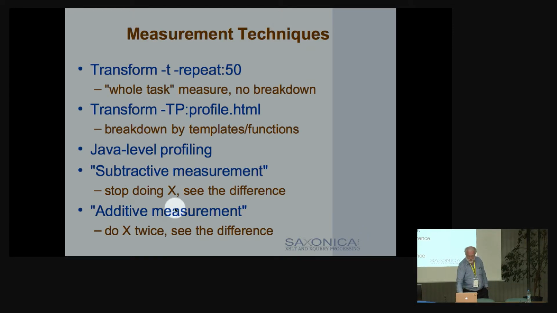Now, you can't always do subtractive measurement, and a new technique I invented for this exercise I call additive measurement. Because sometimes you can't stop doing X because it's essential. So another trick, do X twice. See how much longer it takes. If you want to know how long it's taking to verify that your QNames have correct prefixes, then just change your code so it does that twice, or does it 10 times, and see if it takes any longer. And that will give you a feel for how much time was spent in that one particular function. I found that a really handy trick in this exercise.